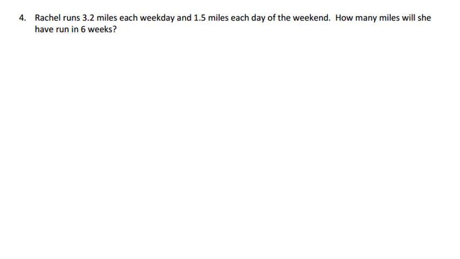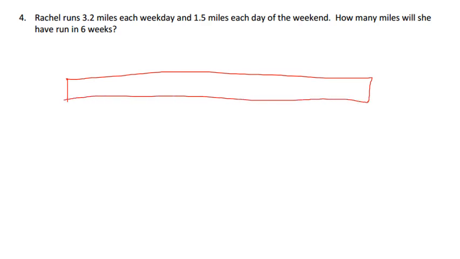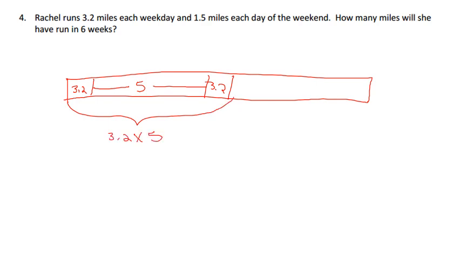Okay, Rachel runs 3.2 miles each weekday and 1.5 miles each day of the weekend. How many miles will you run in 6 weeks? Well, let's start off with a tape diagram. Let's label everything we know. It says Rachel runs 3.2 miles each weekday. We know there's 5 days in the week, in weekdays. So I'm going to put 3.2 miles, and that's 5 days a week. And that shows us that if we want to find that total, that's going to be 3.2 times 5.